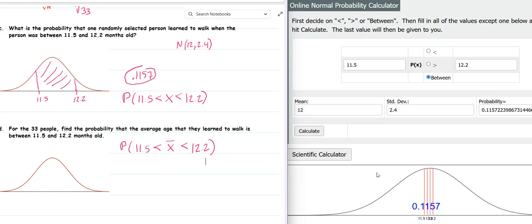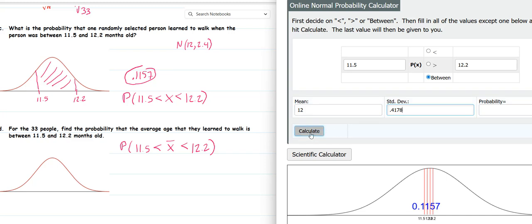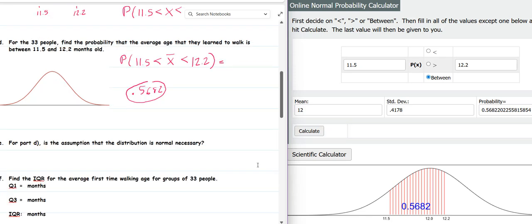So that's easy enough to do on our calculator. Just come back over here, and the only thing we have to switch out is the standard deviation is now 0.4178. Everything else is the same. And we hit calculate, and to 4 decimals, that's 0.5682.